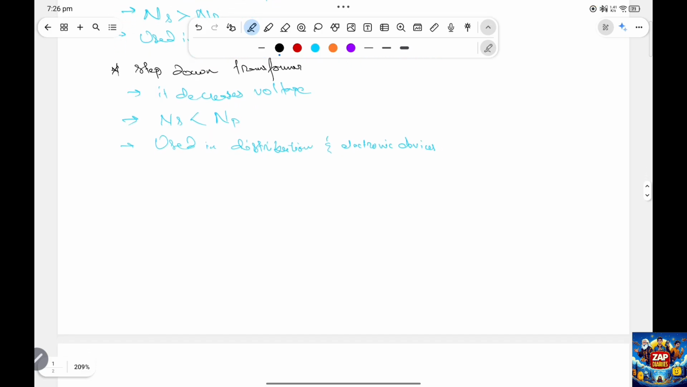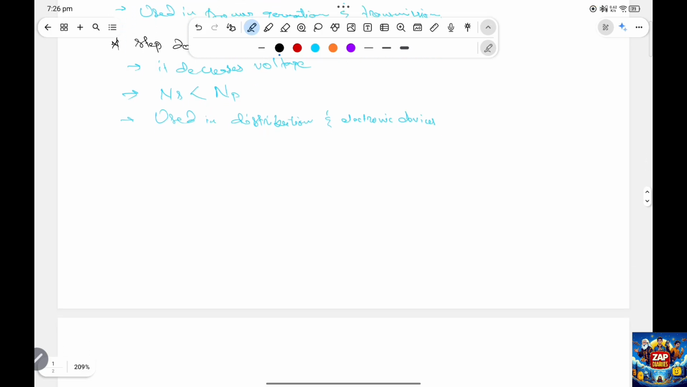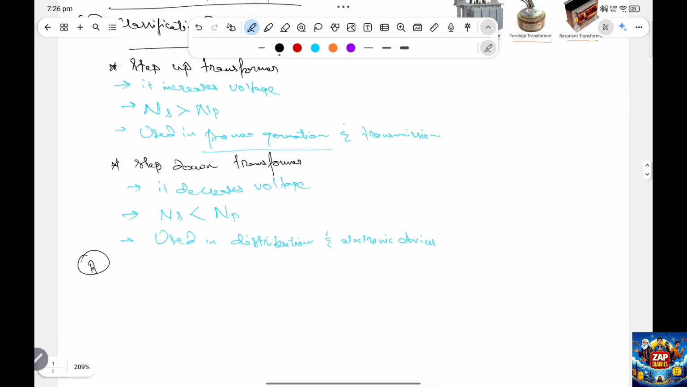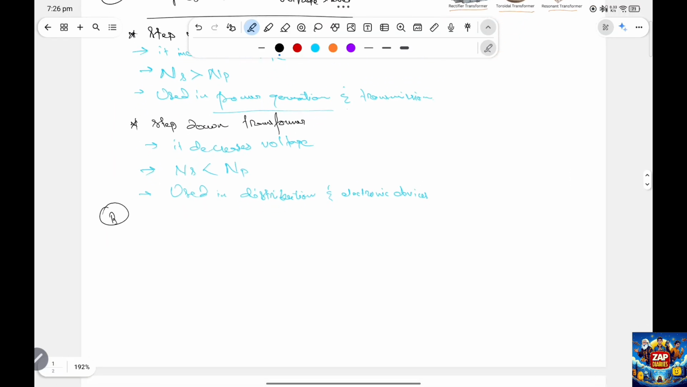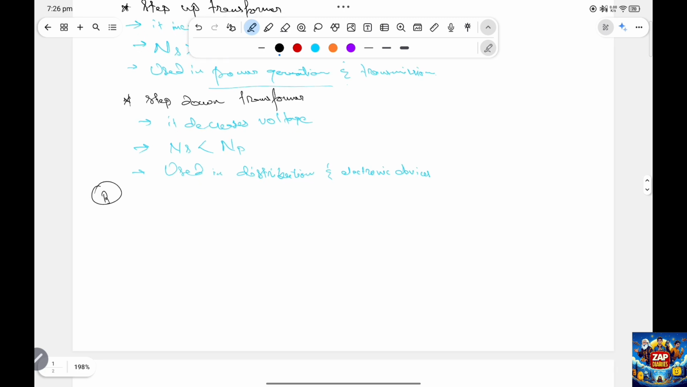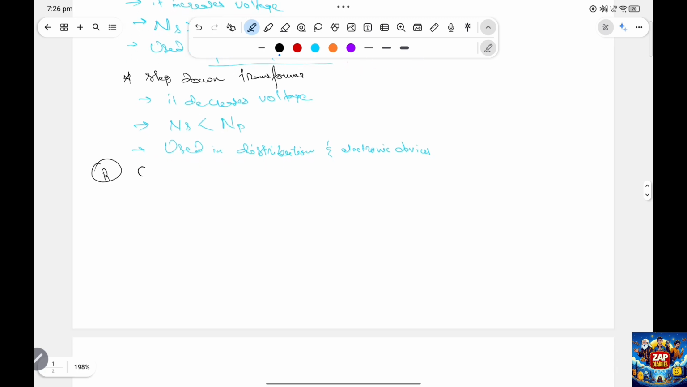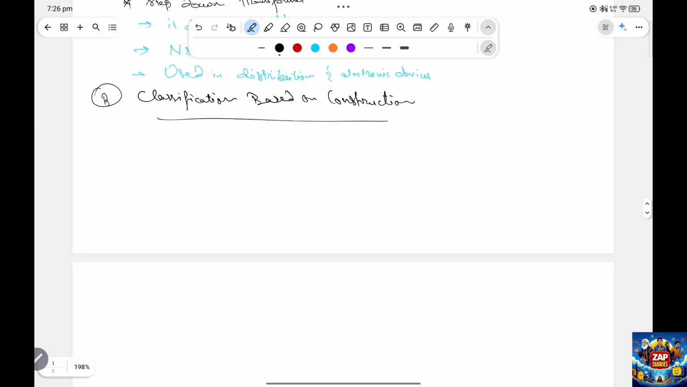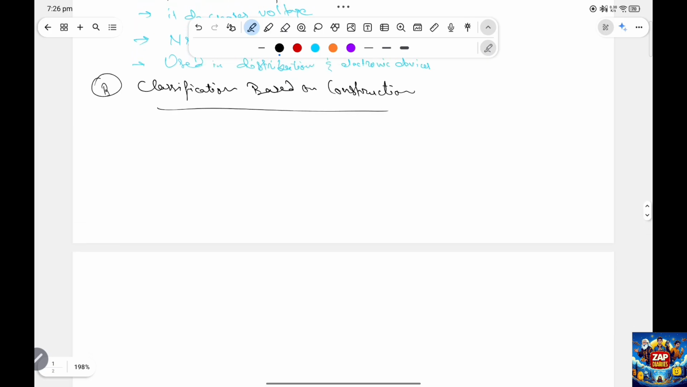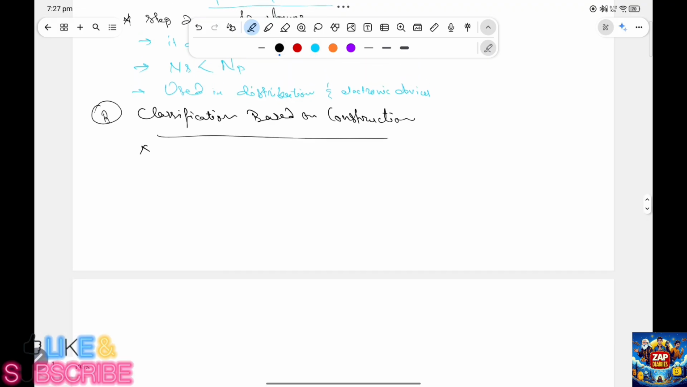Now coming to the next classification, we have done classification in the voltage level. Let's do it on the construction level. Okay, so classification based on construction, or you can simply say design. So there are two types of transformer in the construction level. One is core type transformer.